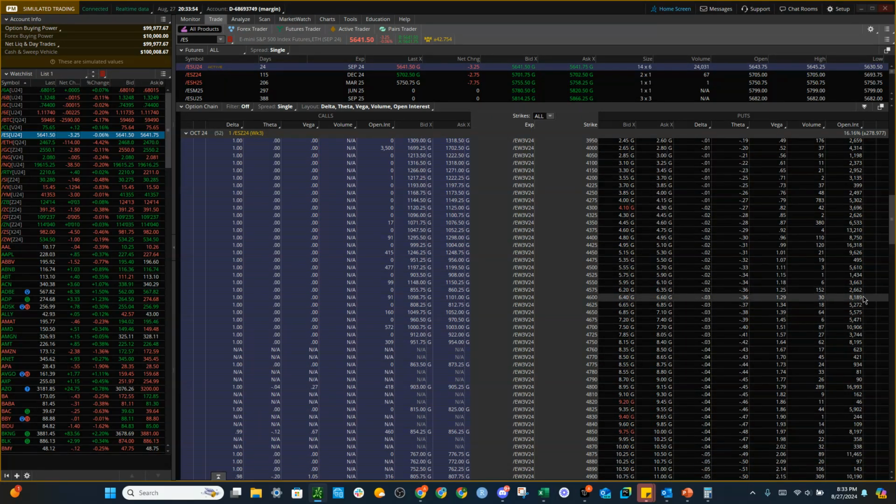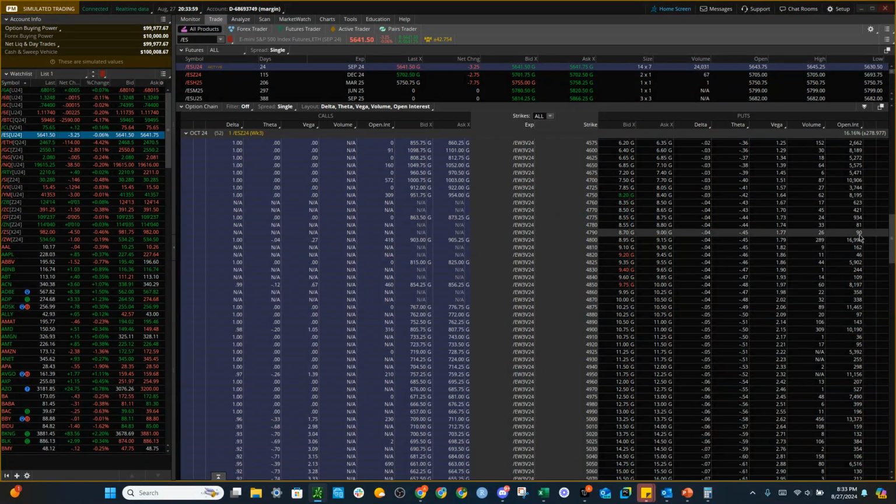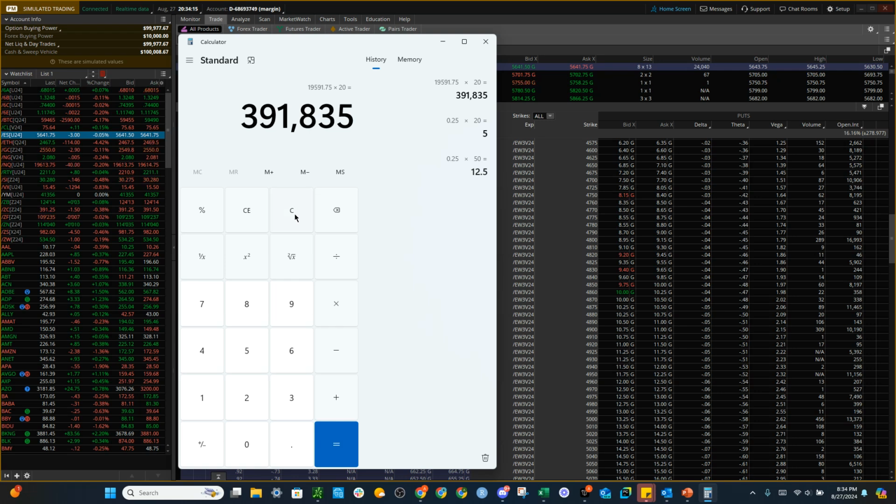There are hundreds of thousands of these open interest contracts. Now, what is open interest? Meaning there are this many contracts. 16,993 contracts open at this strike on the put side, the 4,800 strike. Now, each futures contract, as we discussed, is a 50 multiplier on the S&P 500, times the current price of 5641, is worth $282,000 each contract.